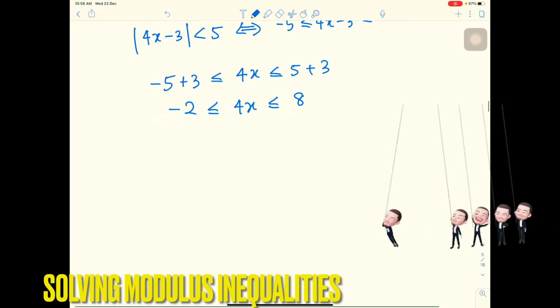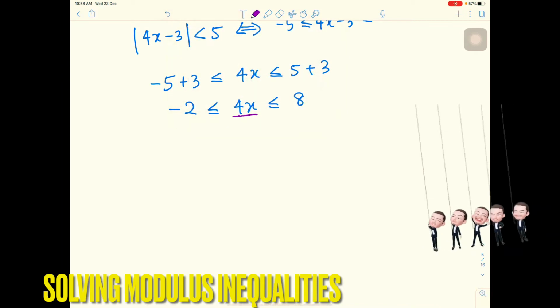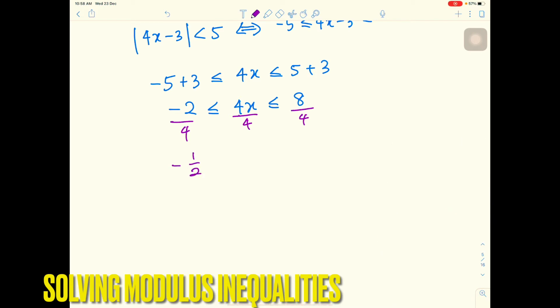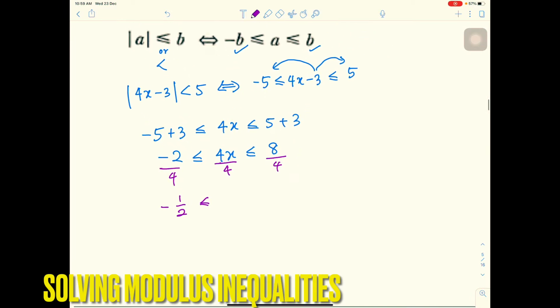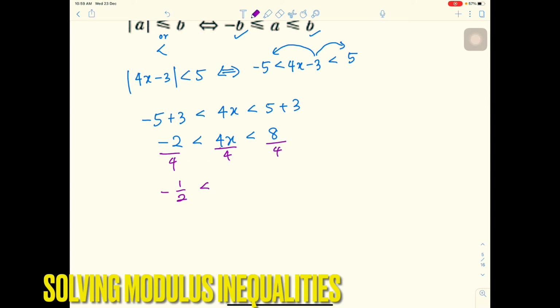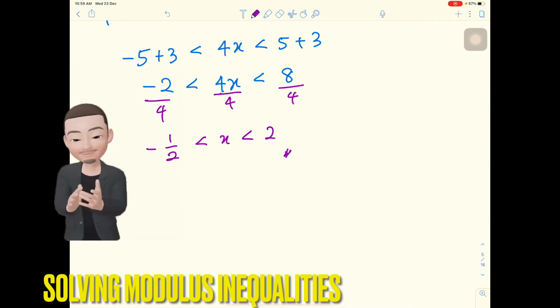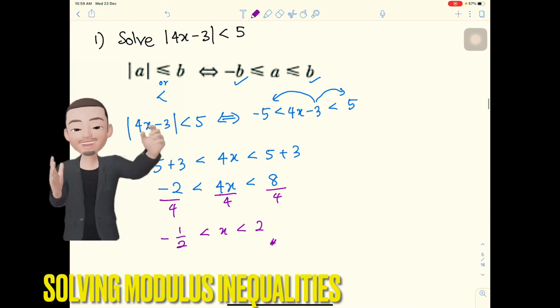And then what do we do? We divide by 4 on all sides. Now it becomes negative 1 over 2 less than or equal to, I made a mistake here. From here, there is no equal to, so I correct it, and then continue. x less than 8 over 4 is equal to 2. So this is the solution of the first type.